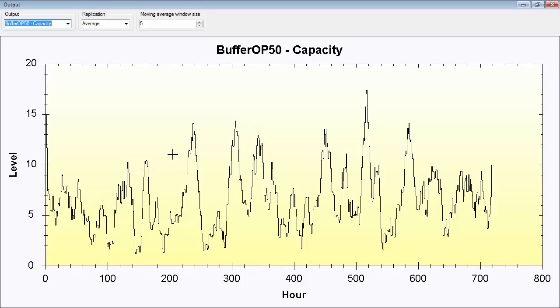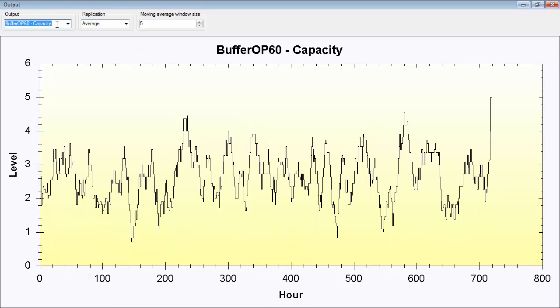Even though this buffer will help the bottleneck operation distribute its finished parts downstream in the line, because the other operations in the line have quite high availability of 95% and quite low mean time to repair, this buffer isn't utilized as much as it could be. Operation 60, here we can compare against operations 20 and 30, and you can see that it's a lower level of utilization of this buffer.